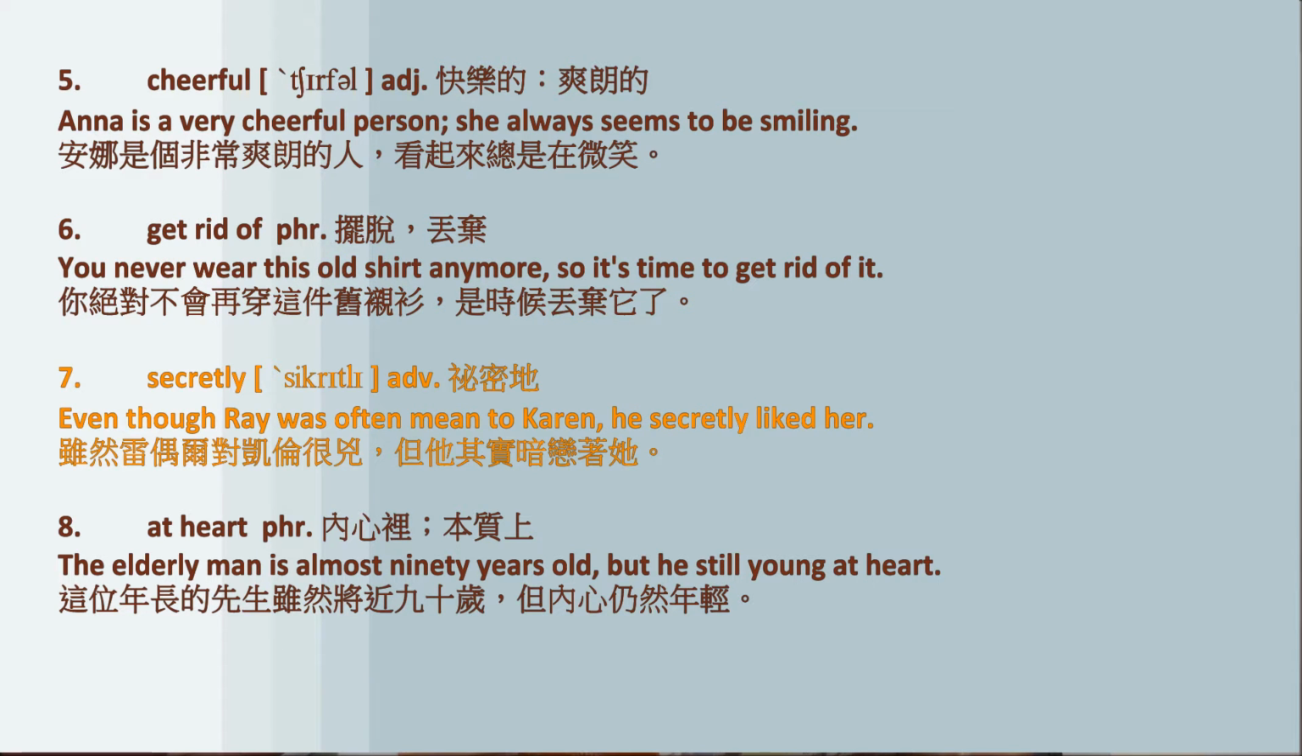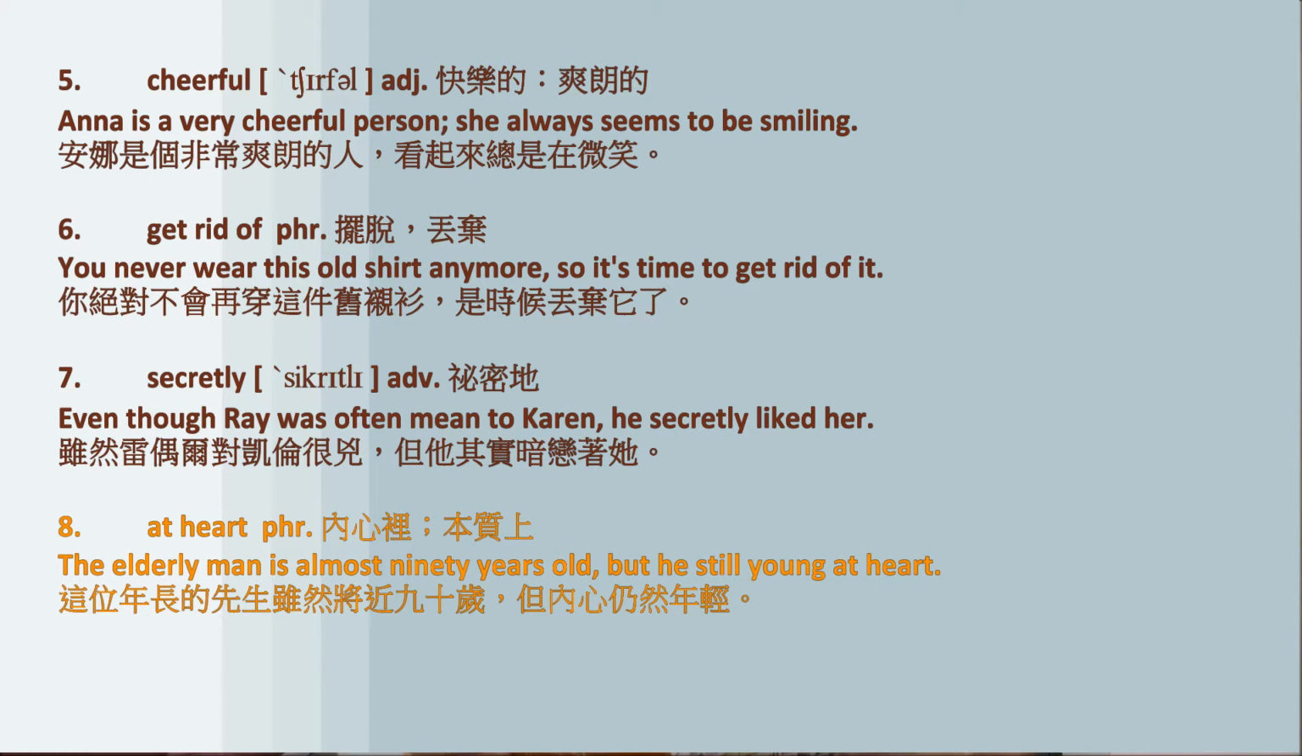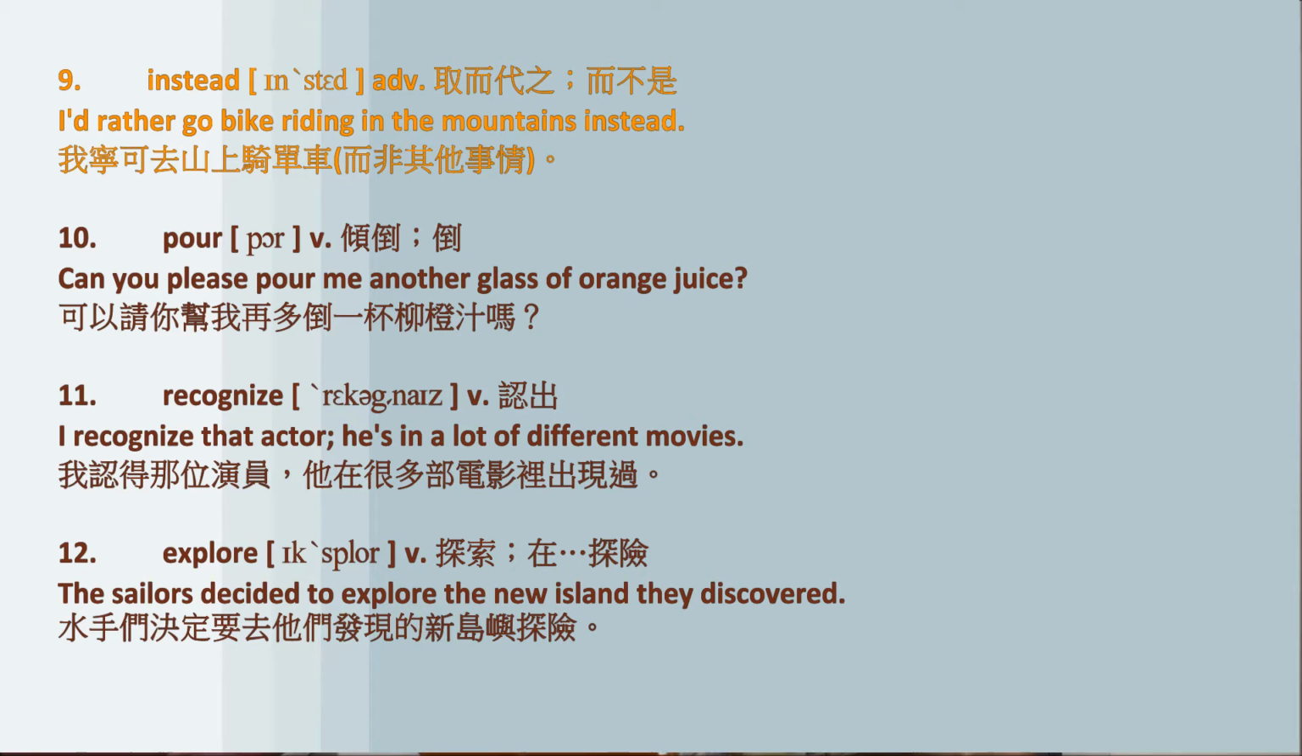Secretly. Even though Ray was often mean to Karen, he secretly liked her. At heart. The elderly man is almost 90 years old, but he is still young at heart. Instead. I'd rather go bike riding in the mountains instead. Pour. Can you please pour me another glass of orange juice?